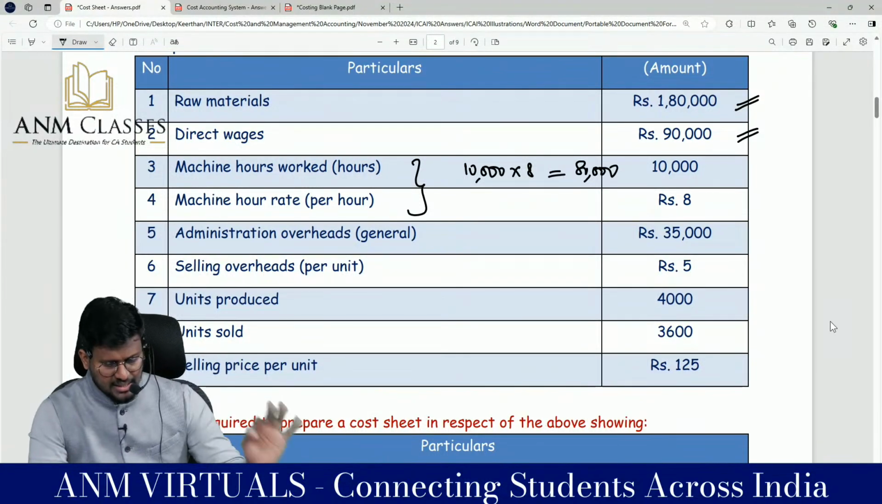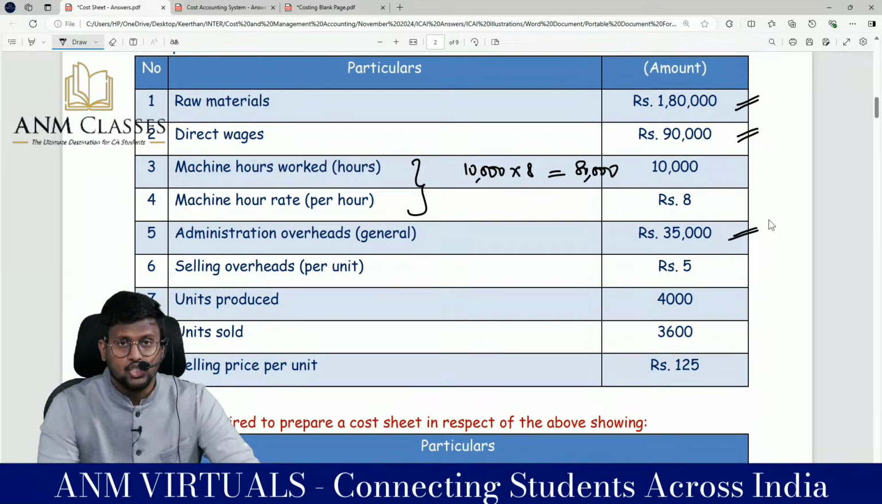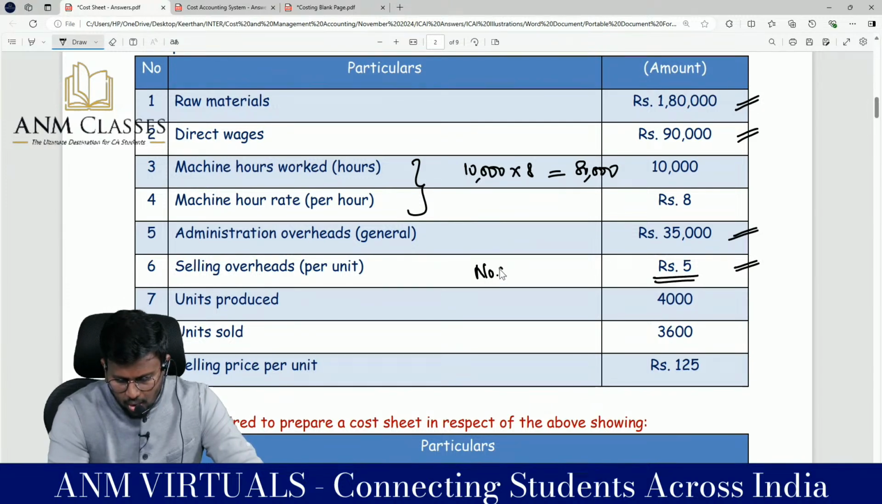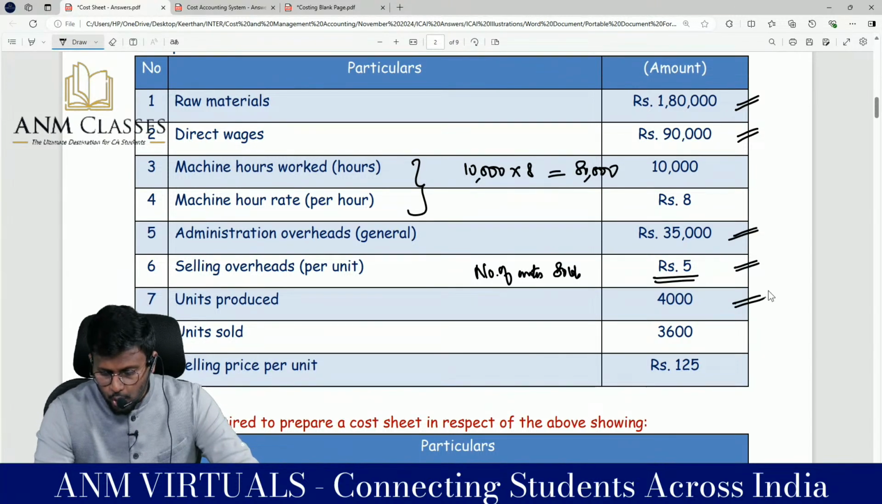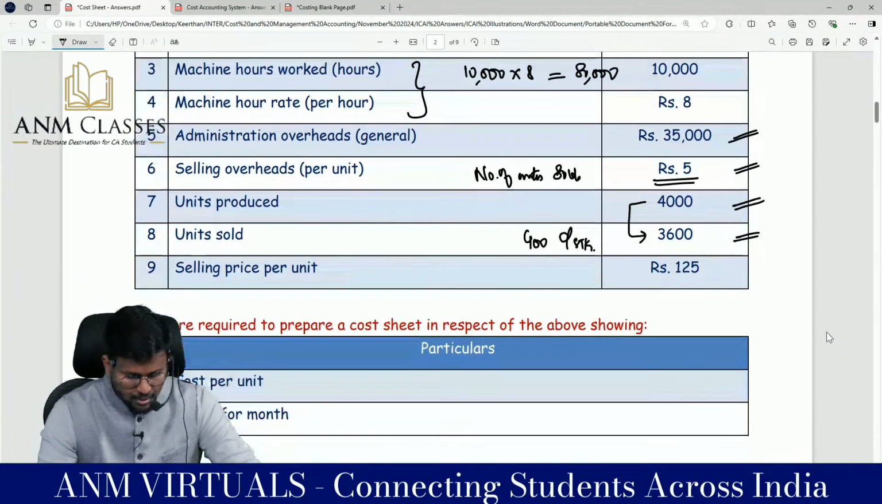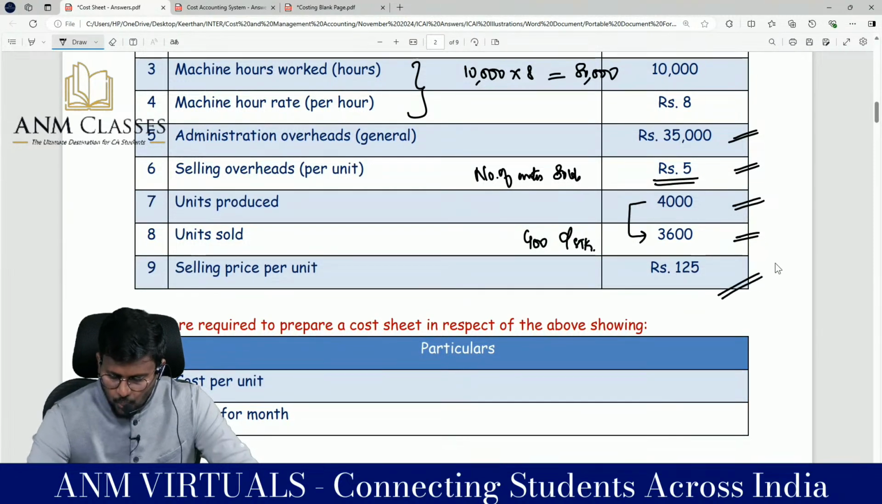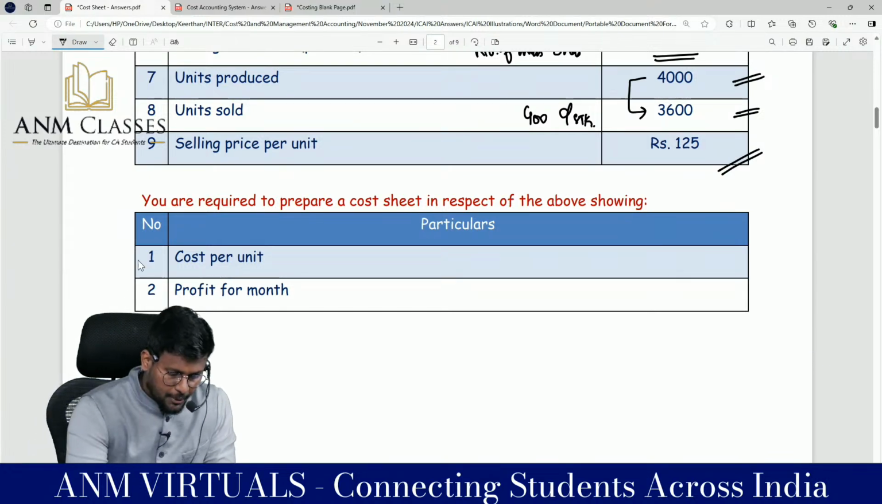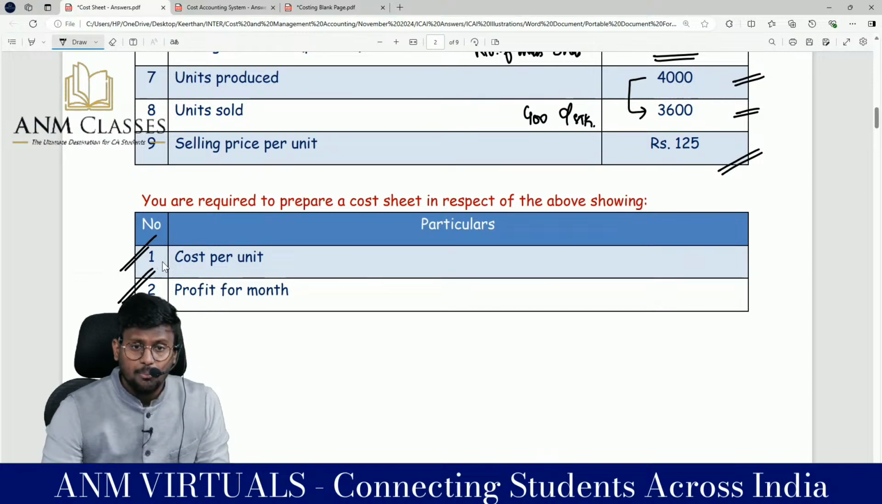Administration overhead, they specifically said general administration overhead is 35,000. Selling overhead they have given per unit is how much? 5. That is for the number of units sold. Units produced is 4,000. Whereas units sold is 3,600, that means still 400 units will be the closing stock. Selling price per unit is 125. You are required to prepare a cost sheet in respect of the above showing cost per unit and profit per month.